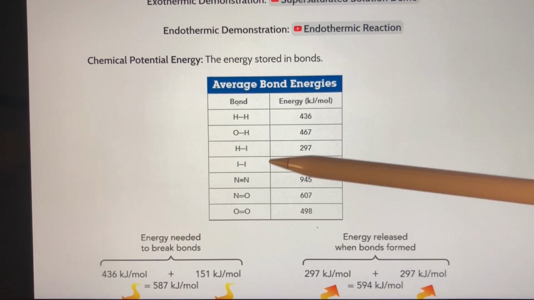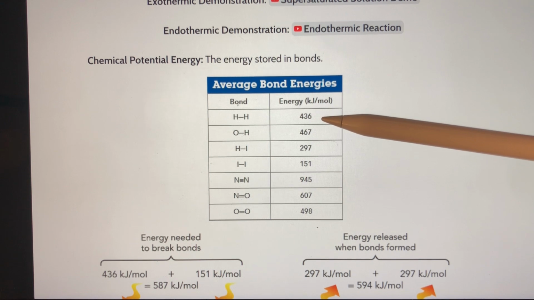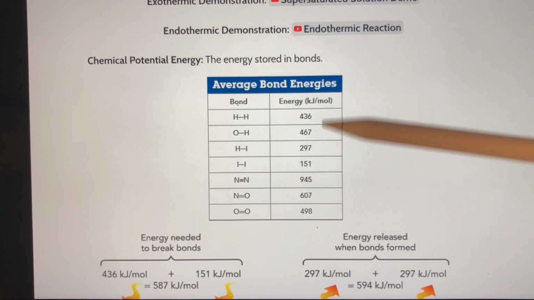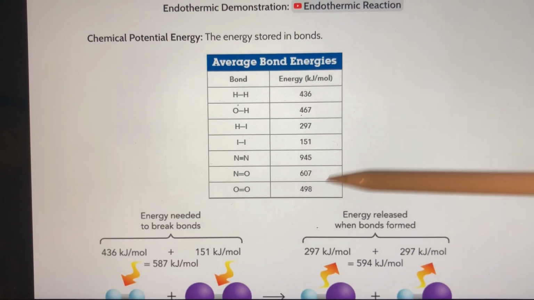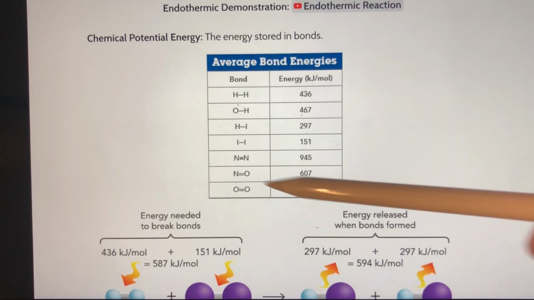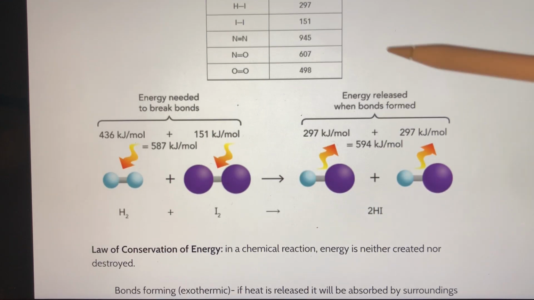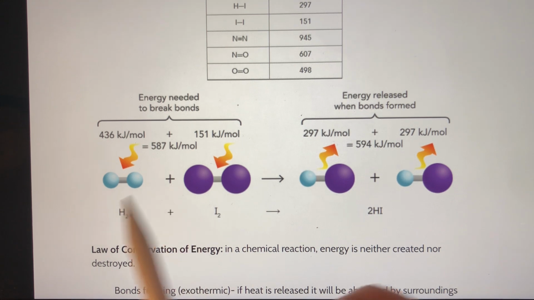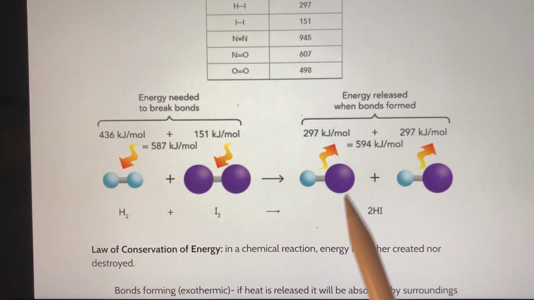You'll notice that even within single bonds, there are different energy requirements. We talked about this earlier in the year with Coulomb forces and such, and that relates. This is more of a reference chart that we're using to describe the energy required to break bonds. Now, if we look at this example, we have a reactant side and a product side.